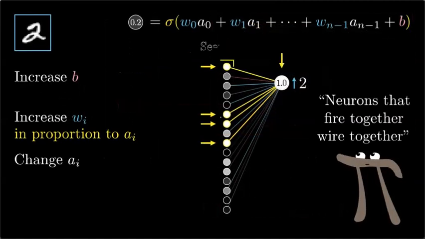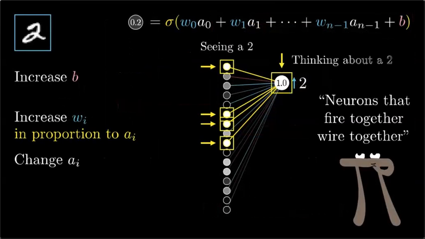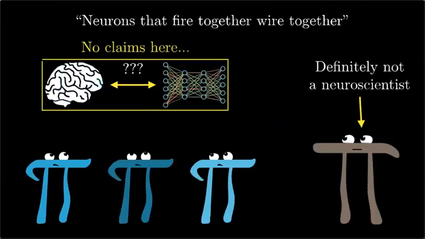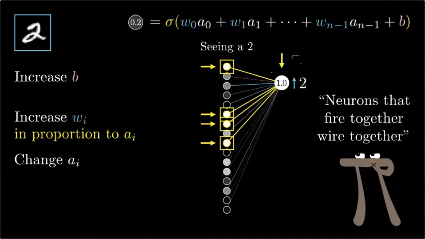In a sense, the neurons that are firing while seeing a 2 get more strongly linked to those firing when thinking about a 2. To be clear, I really am not in a position to make statements one way or another about whether artificial networks of neurons behave anything like biological brains, and this fires together, wire together idea comes with a couple meaningful asterisks. But, taken as a very loose analogy, I do find it interesting to note.